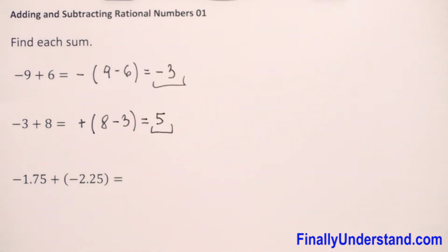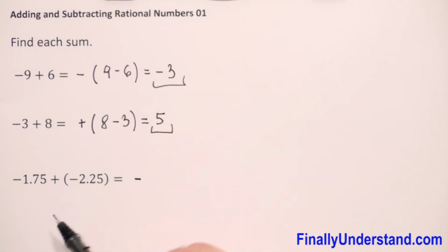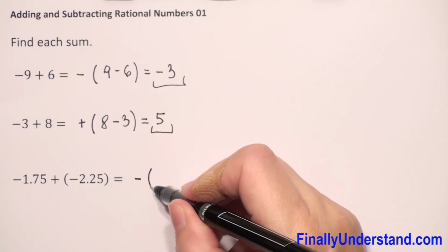Next example, now we have addition of two rational numbers, both of them negative. For addition of rational numbers, we use the same rules as for adding integers. So when we have two negative numbers, we copy the negative sign and we just add these two numbers.